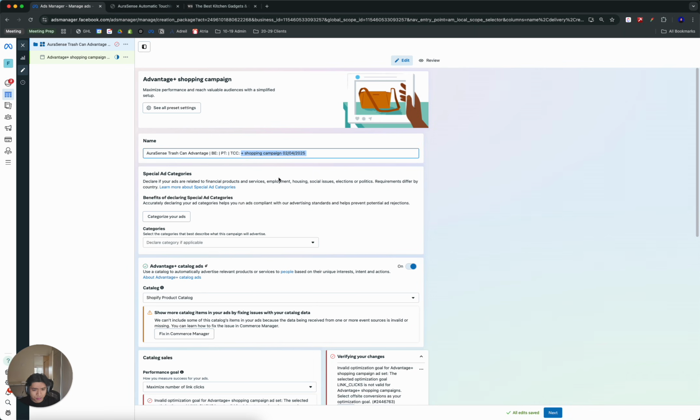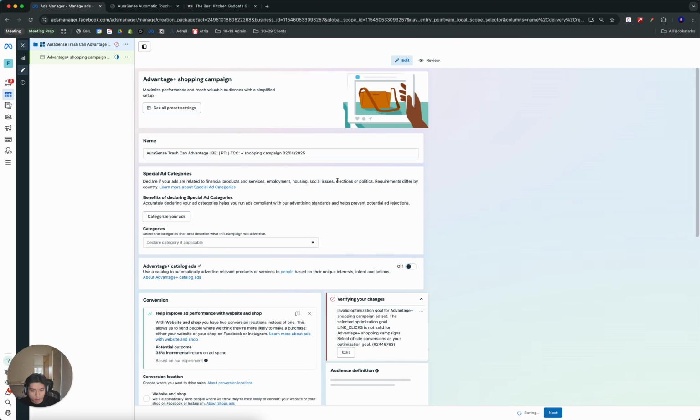So I'm pretty superstitious. I'm going to leave the plus shopping campaign in there just because, I don't know, I'm superstitious like that. So you can delete that if you want to, though. And we'll fill in these numbers, but let's go ahead and set up the campaign really quick.